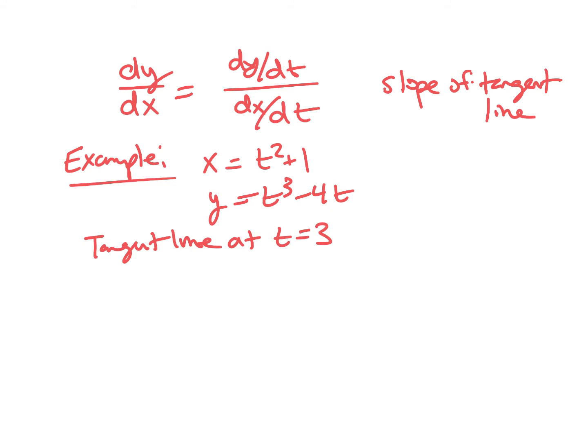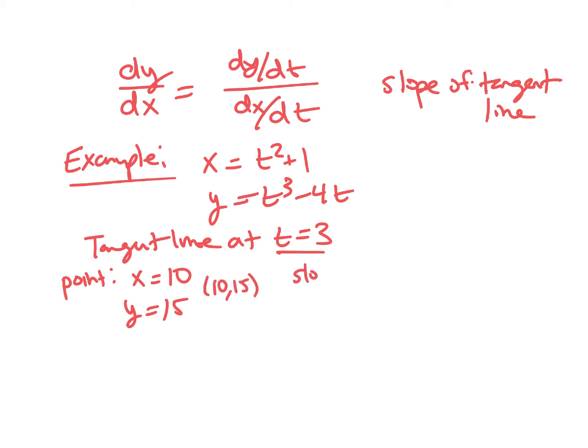Well, how do I find tangent lines? I want slope and I want a point. One thing that's always easy is just the point. If t is 3, then I'm just going to plug that in. So x is 3 squared plus 1, so that's 10. y is 3 cubed, 27, minus 12, so y is 15. So my point is (10, 15).